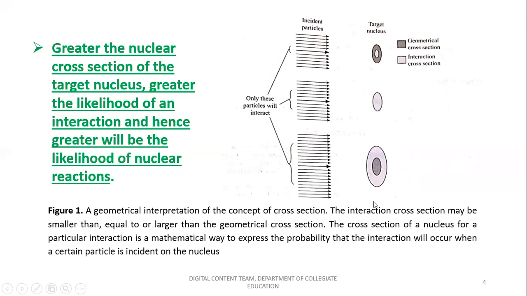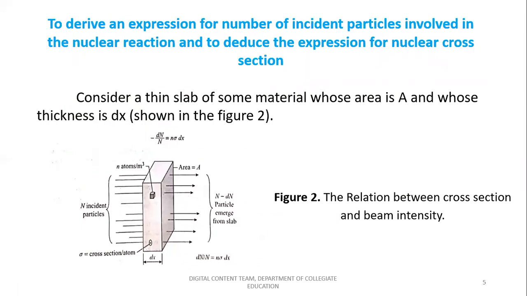So the cross section of a nucleus for a particular interaction is a mathematical way to express the probability that the interaction will occur when a certain particle is incident on the nucleus. As you can see from the figure, the interaction cross section may be smaller than, equal to, or larger than the geometrical cross section. This leads us to derive an expression for the number of incident particles involved in a nuclear reaction, and we can also deduce the expression for nuclear cross section from it.